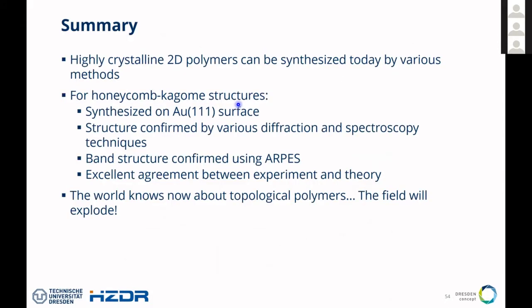I would like to summarize, right? Today we can actually crystallize two-dimensional polymers, and there are various methods to do so. They still differ today in their quality. The first one that has been shown experimentally is this honeycomb kagome structure, and that has been synthesized on a gold surface, and all the electronic structures have been confirmed with an excellent agreement between experiment and theory. That means now that the world knows that we can do these topological polymers.